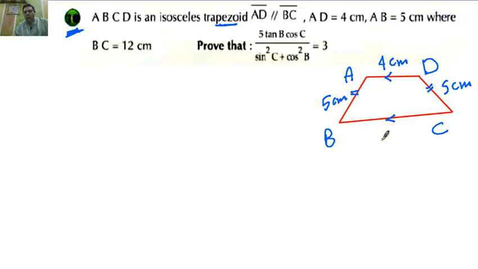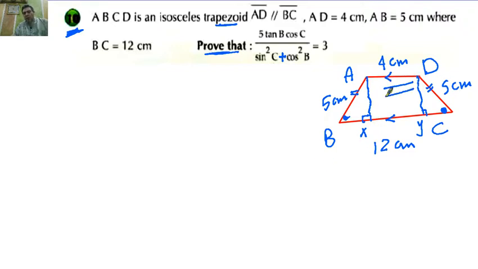BC equals 12 centimeters. Prove that 5 tan B cosine C over sine squared C plus cosine squared B equals 3. We must find a right angled triangle for angle B and a right angled triangle for angle C. Construction: draw AX perpendicular to BC and DY perpendicular to BC.